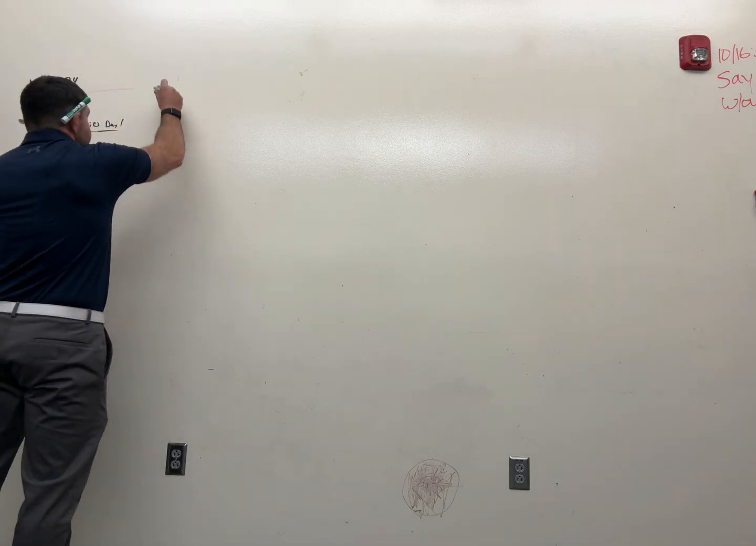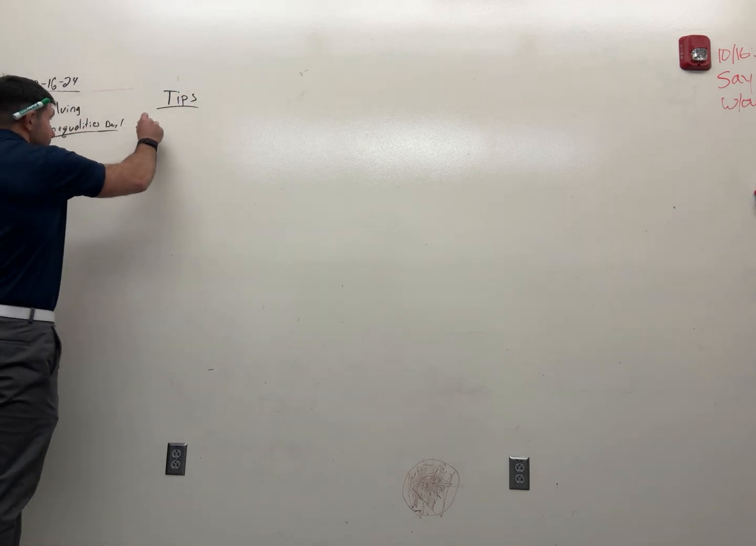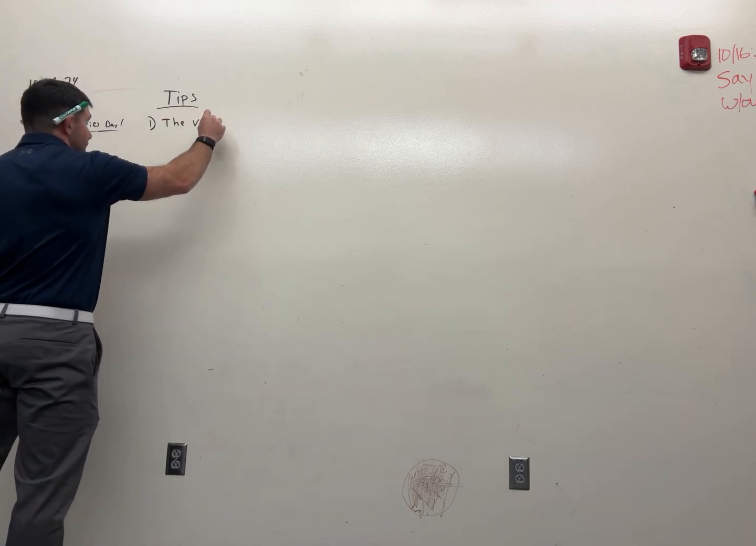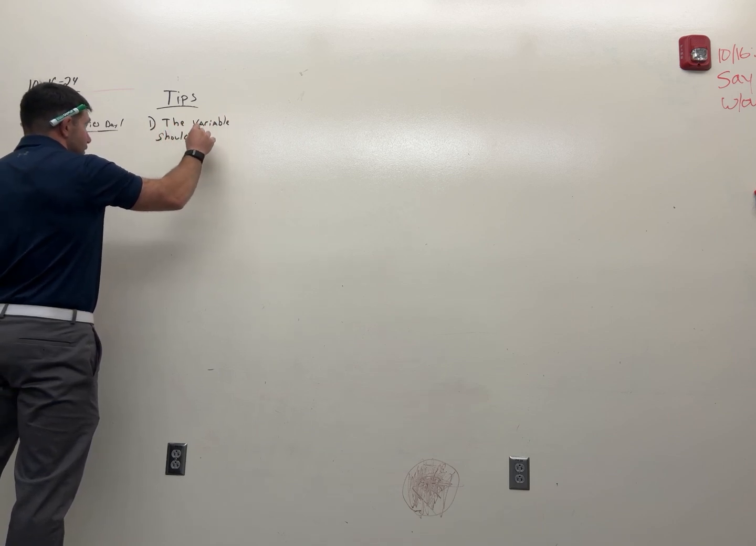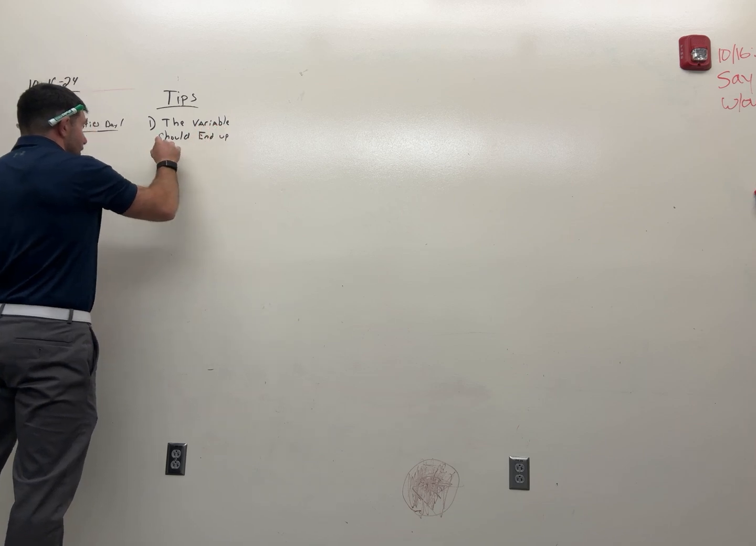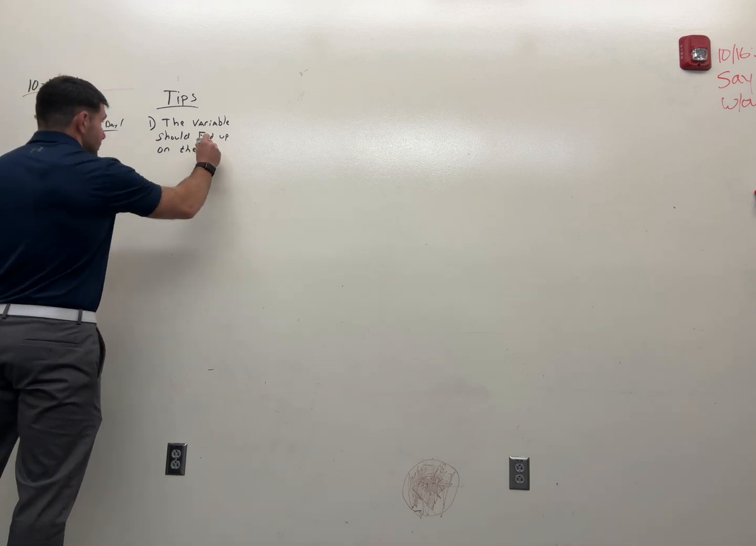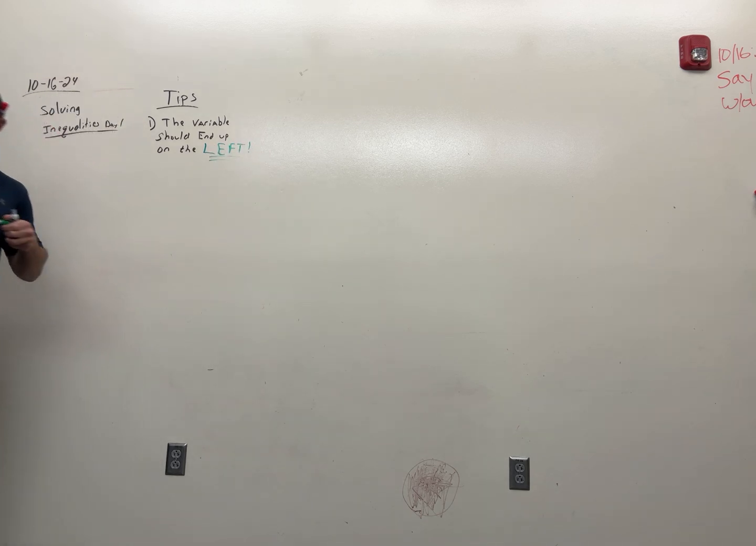So, first off, you need these tips. Tip number 1, the variable should end up on the left. We want that variable on the left. Okay, that's number 1. We want that variable on the left.